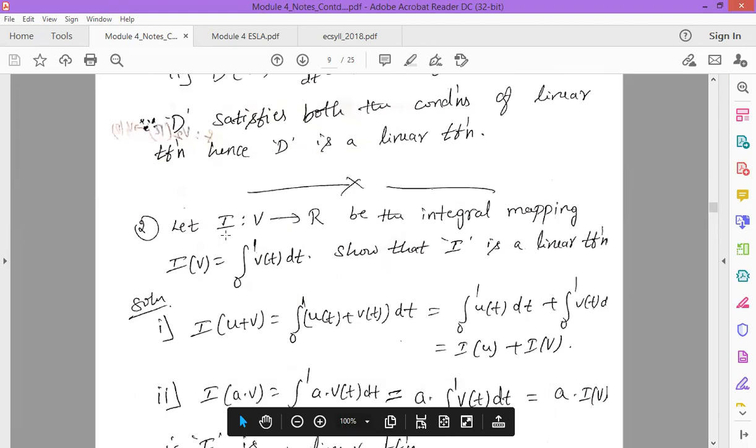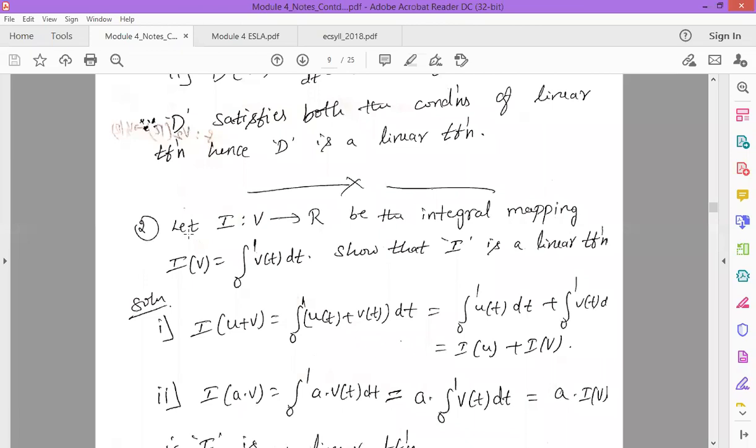Similarly, we are going to check the integral operation. Here we consider I such that V is transformed to R, the integral mapping, which is defined as I of V equal to integral 0 to 1 of V of t dt. Show that I is a linear transformation.